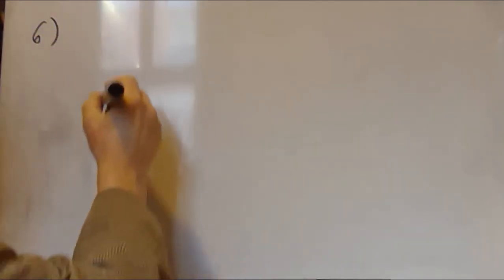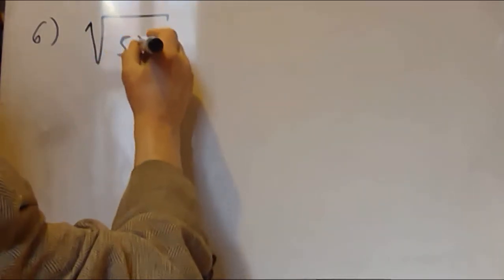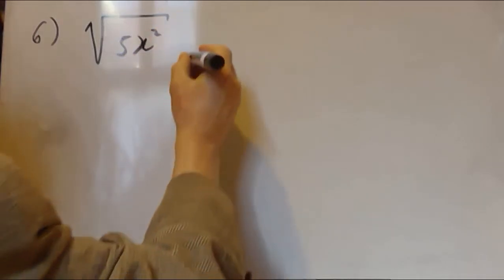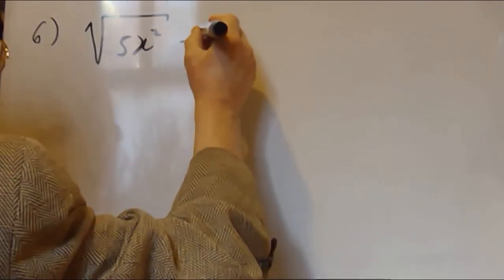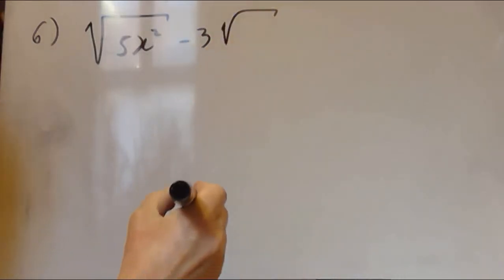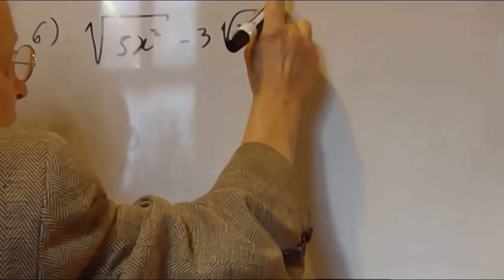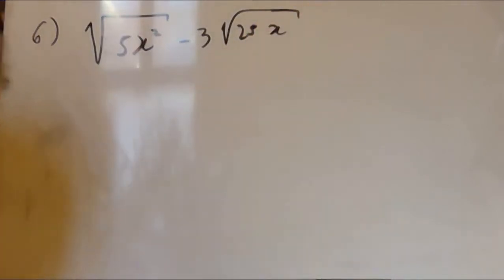For the next ones, we're going to look at situations where there are variables. So in number 6, we have the square root of 5x squared minus 3 square root of 25x. So again, we have to simplify. That's why simplification is very important, because it's not obvious if we can combine these until we simplify it.